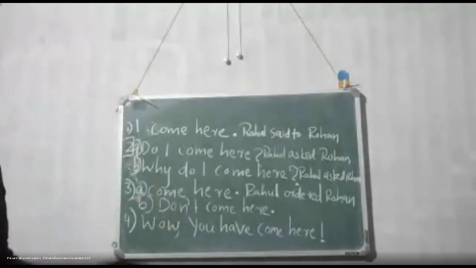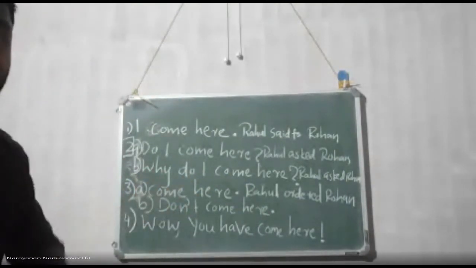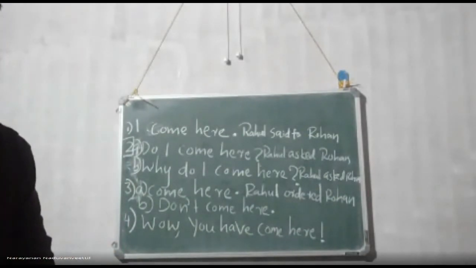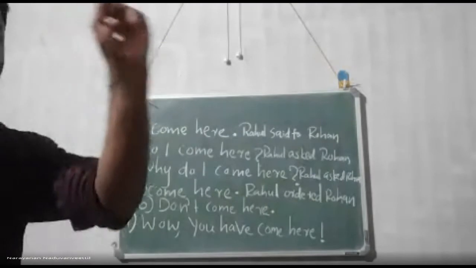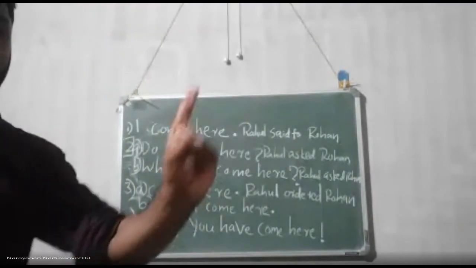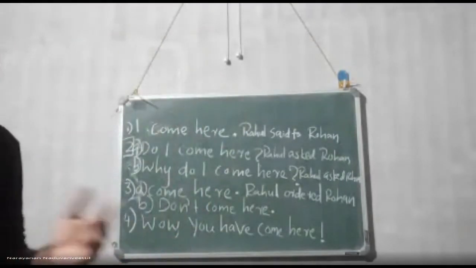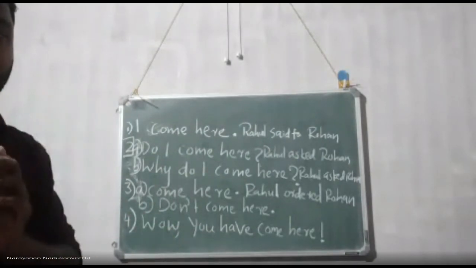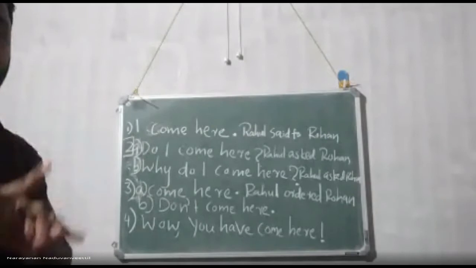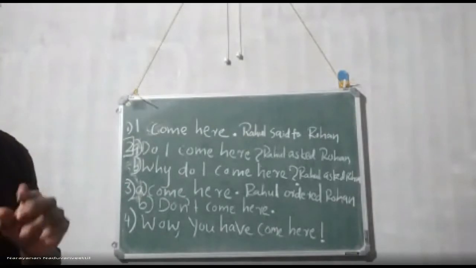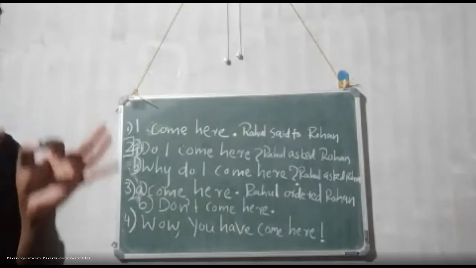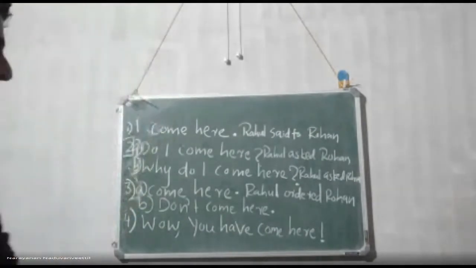We have got many options in this category. If you are sure that it is a command, you can use Rahul ordered Rohan. Rahul commanded Rohan. If you are not sure that it is a command, you can simply say Rahul said it to Rohan. Rahul told Rohan. Like that. If you are sure that it is a request, you can use Rahul requested Rohan.